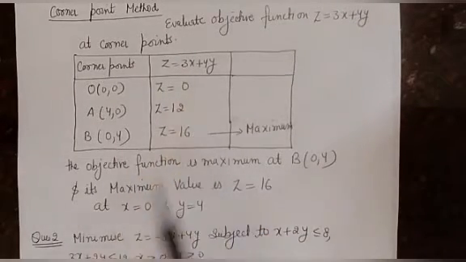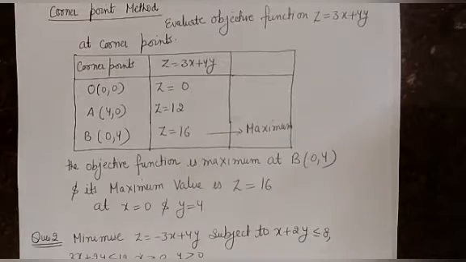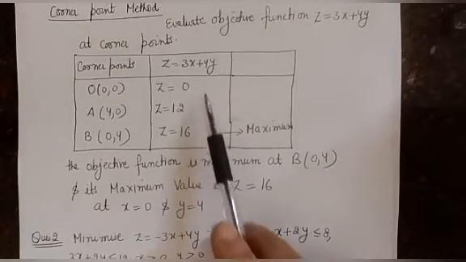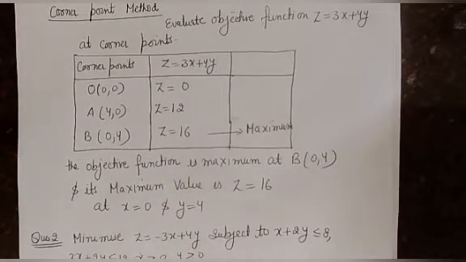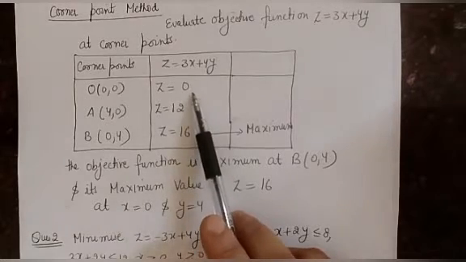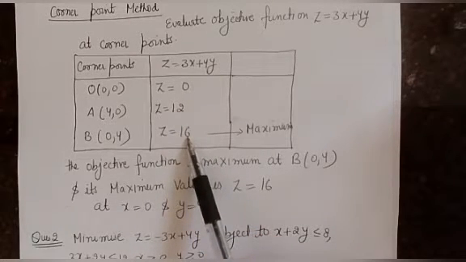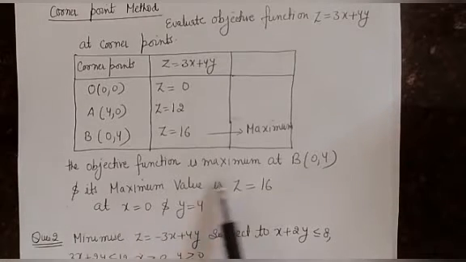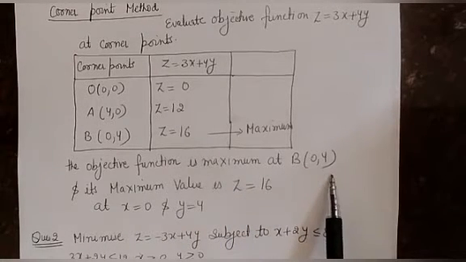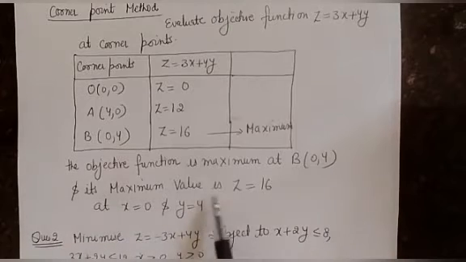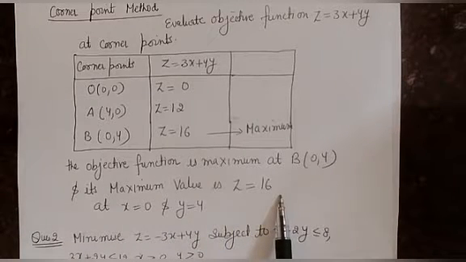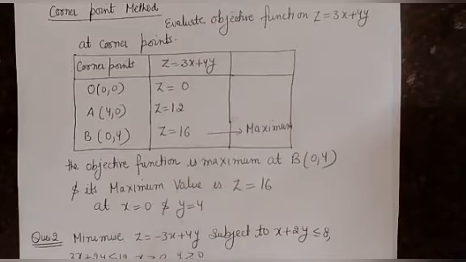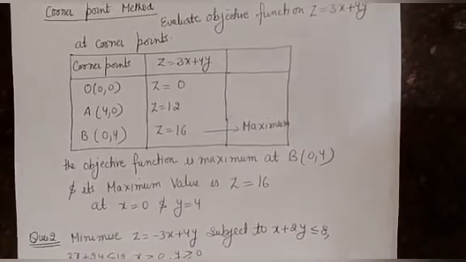And since the region is bounded in this question, when it is bounded, you will get both maximum and minimum values here. So you just need to find out the maximum value. So z is equal to 16 is the required maximum value. The objective function is maximum at the point 0, 4 and the maximum value is z is equal to 16, which is occurring at x is equal to 0 and y is equal to 4.